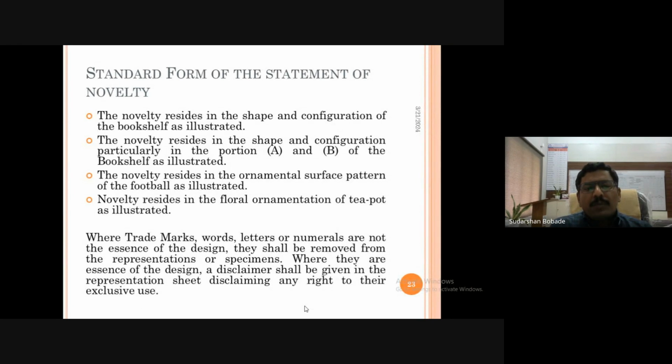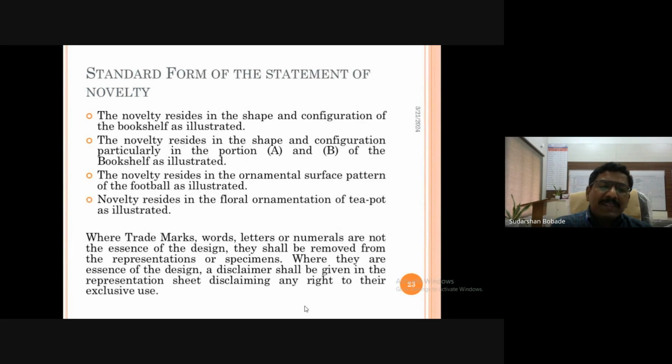Next, the novelty resides in the ornamental surface pattern of the football as illustrated. So ornamental surface pattern means what? Suppose there is a hexagon, I'm going with the triangle, I'm going with the squares, I'm going with the circles. Likewise, the ornamental surface pattern of the football is the area where I think novelty is there. If the examiners are satisfied with that, they will grant the certificate.